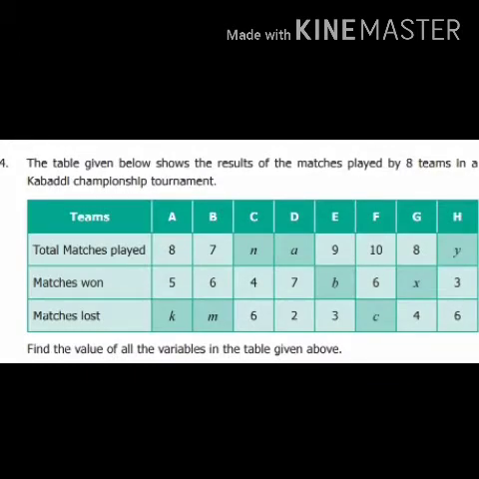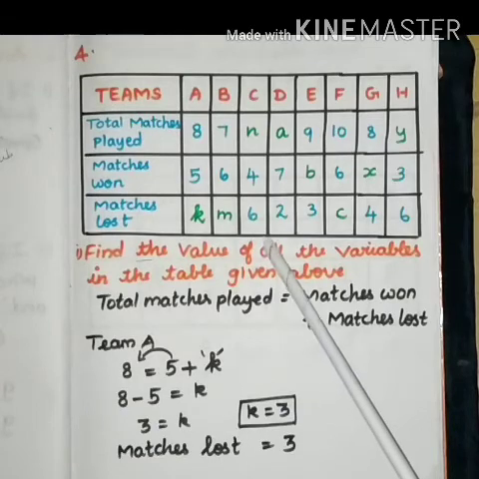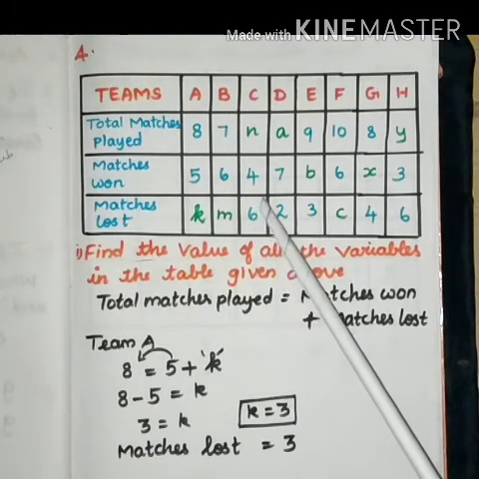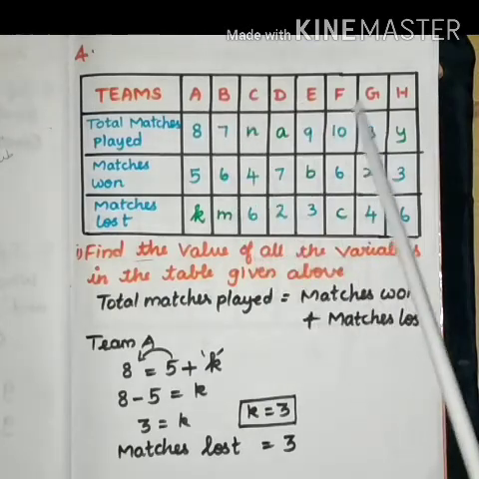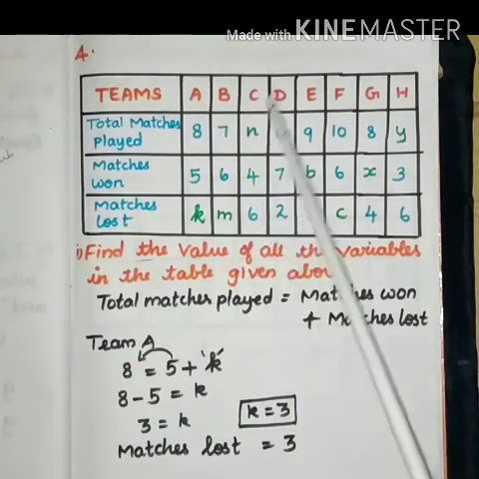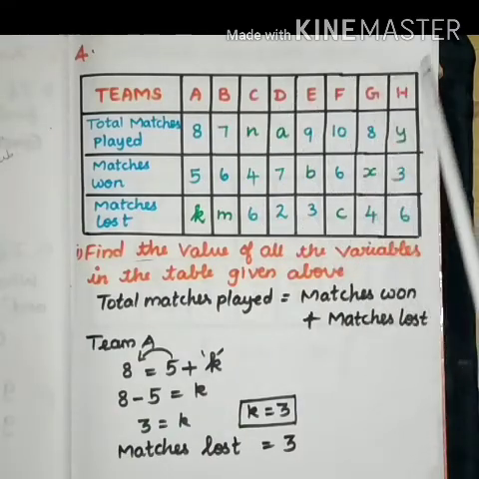Fourth question. The table given below shows the result of the matches played by 8 teams in a Kabaddi Championship tournament. Find the value of all the variables in the table. You have to find all the variables. This table shows the result of the matches played by 8 teams in a Kabaddi Championship tournament. See how many teams were played? 8 teams. That is A, B, C, D, E, F, G, H.